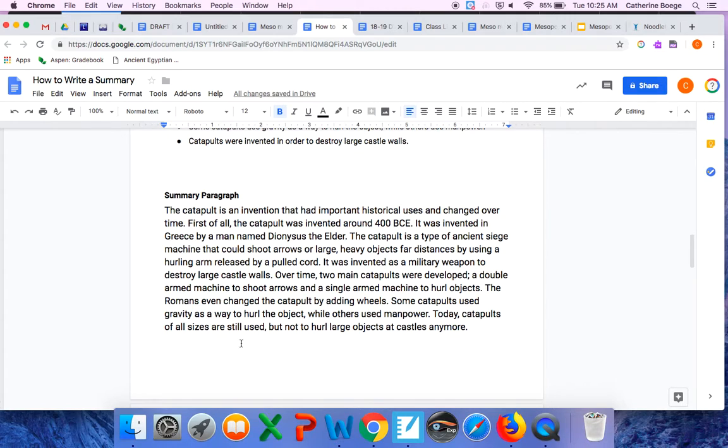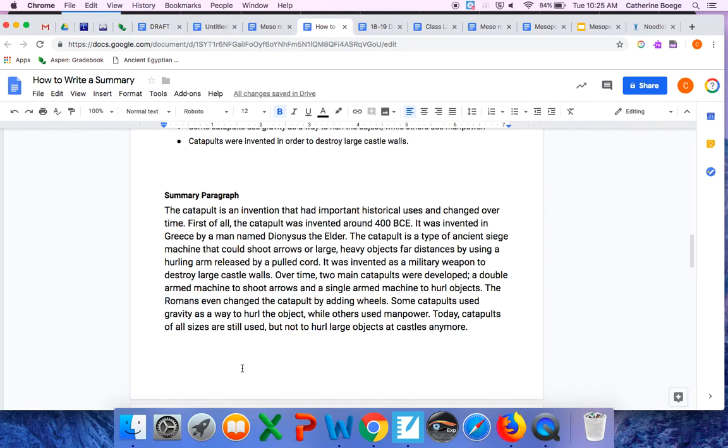So once you've had a chance to organize your sentences, then what you can do is put them in order to create a paragraph. Here's my summary paragraph. The catapult is an invention that had important historical uses and changed over time. First of all, the catapult was invented around 400 BCE. It was invented in Greece by a man named Dionysius the Elder. The catapult is a type of ancient siege machine that could shoot arrows or large heavy objects far distances by using a hurling arm released by a pulled cord.